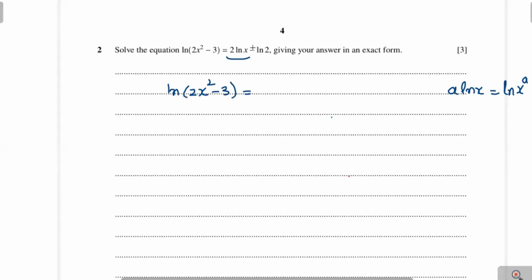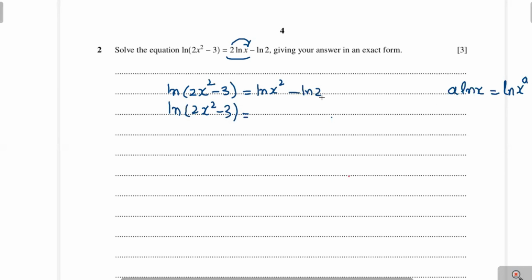Now, according to this rule, 2 ln x becomes ln x to the power 2. The coefficient of ln becomes the power. Now, minus ln 2 is written as it is. In the next step, we write ln 2x² minus 3 as it is.